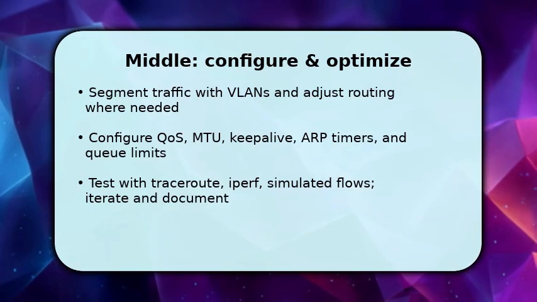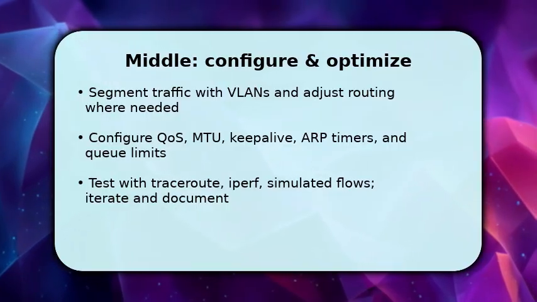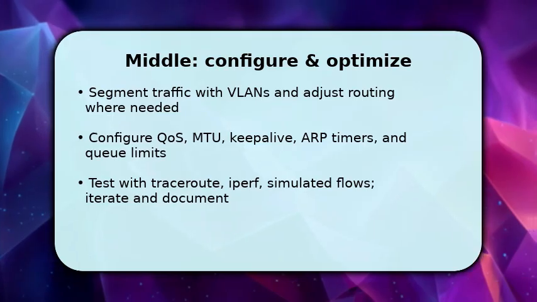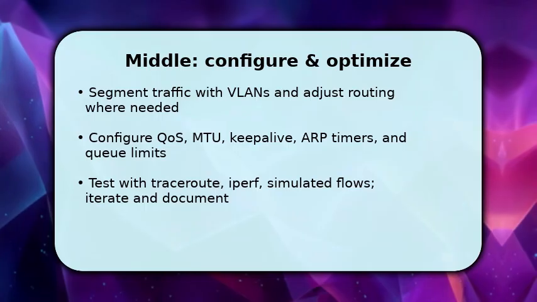You now execute the complex middle steps: segment traffic, deploy VLAN, and optimize routing. You configure CoS policies for critical services and tune MTU, keepalive, and ARP timers where needed.